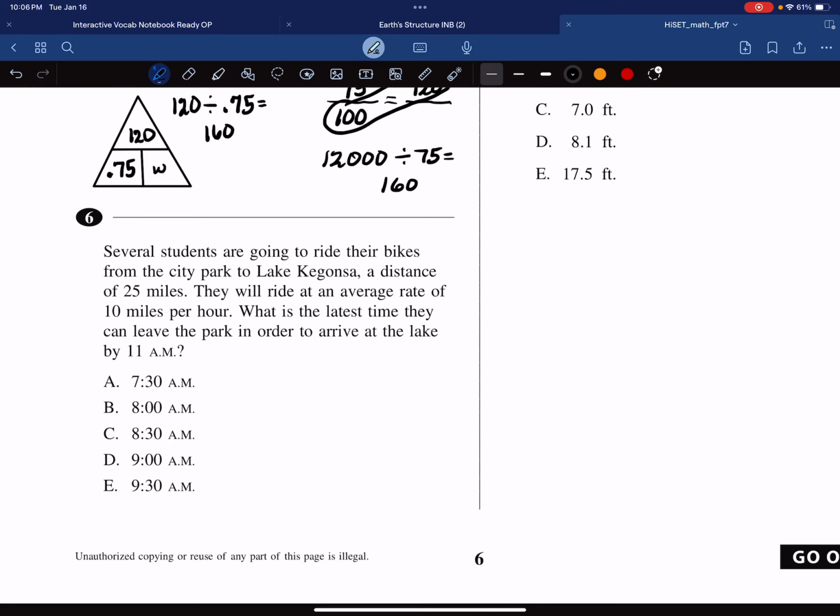Number 6. Several students are going to ride their bikes from the city park to Lake Kagansa, a distance of 25 miles. They will ride at an average rate of 10 miles per hour. What is the latest time they can leave the park in order to arrive at the lake by 11 a.m.?